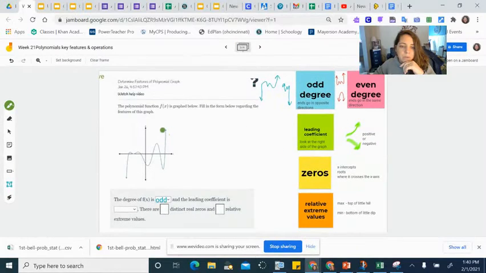So if we look at this graph, going from left to right, it goes up, down, and then it goes up for the rest of the time. Since it goes up for the rest of that time, that tells us that the leading coefficient is positive.